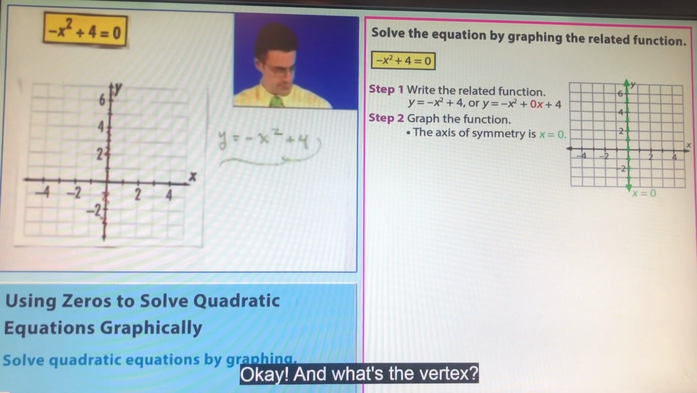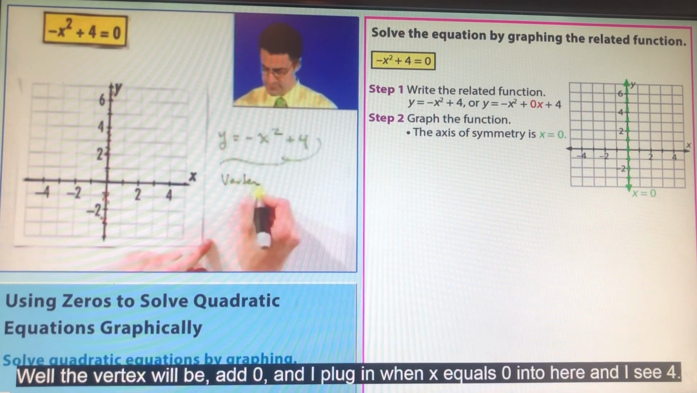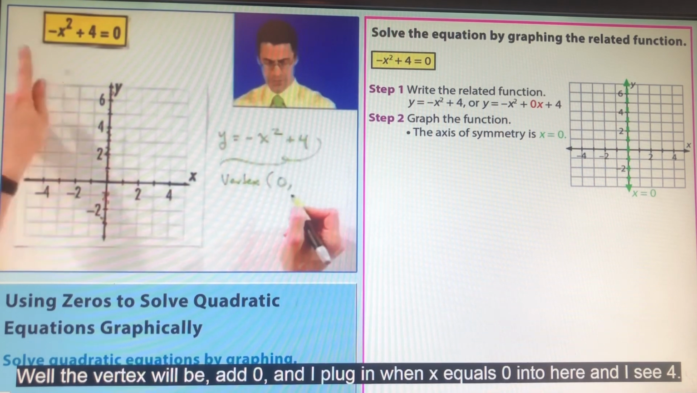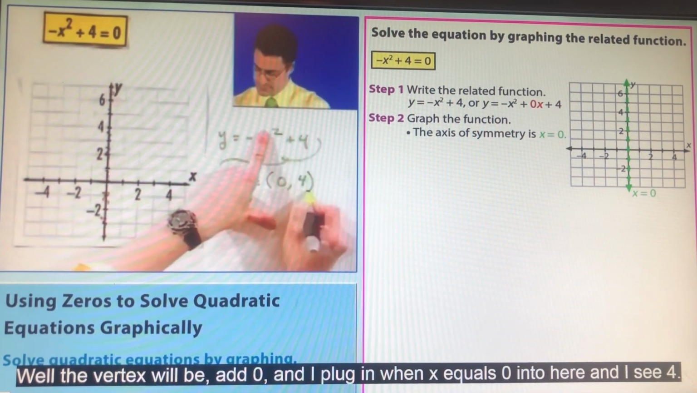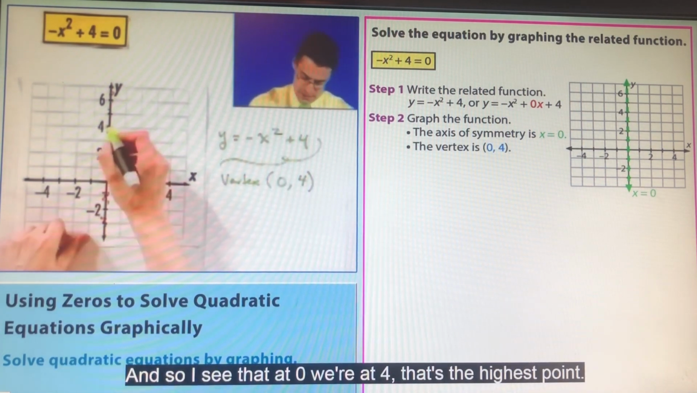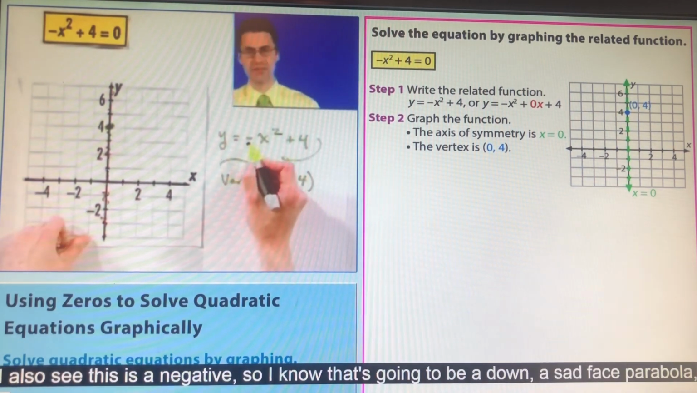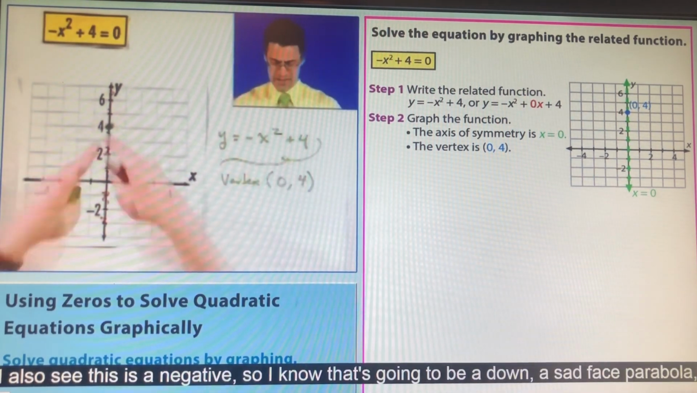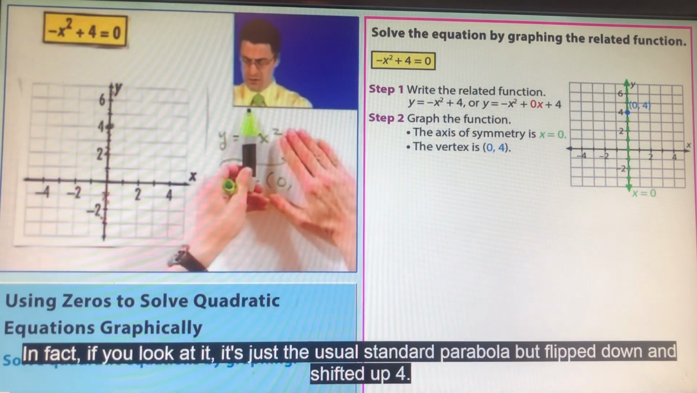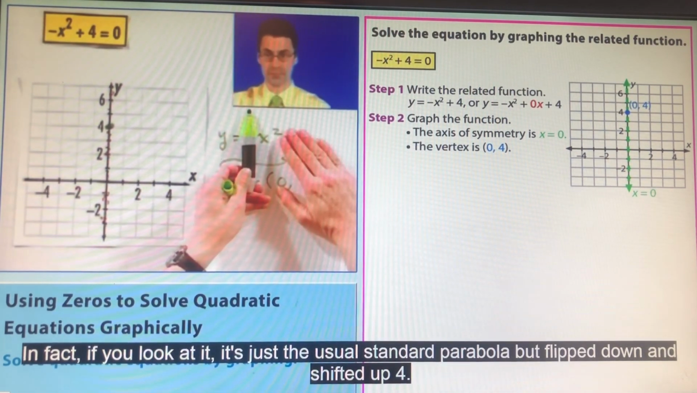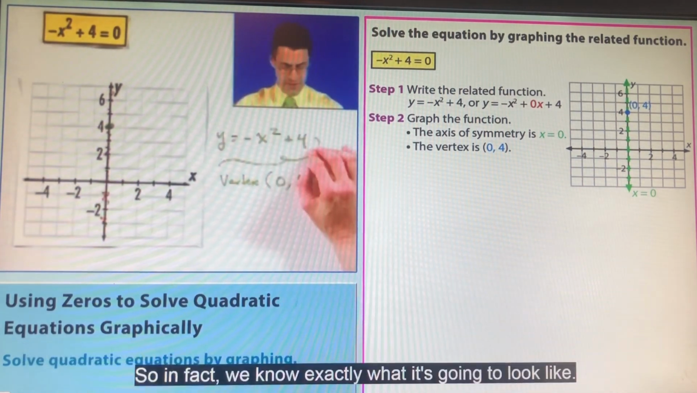And what's the vertex? Well, the vertex will be at 0, comma, and I plug in x equals 0 into here, and I see 4. So at 0, we're at 4, that's the highest point. I also see this as a negative, so I know that's going to be a sad face parabola, opening downward. In fact, it's just the usual standard parabola, but flipped down and shifted up 4. So we know exactly what it's going to look like.